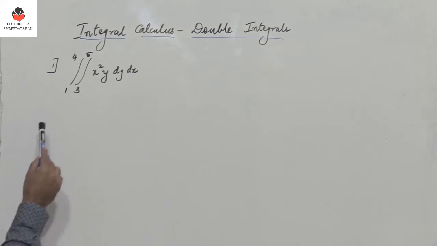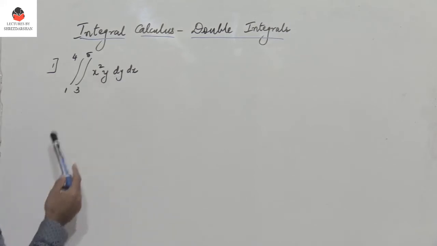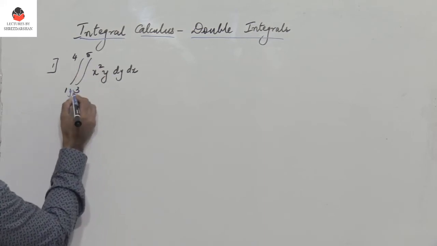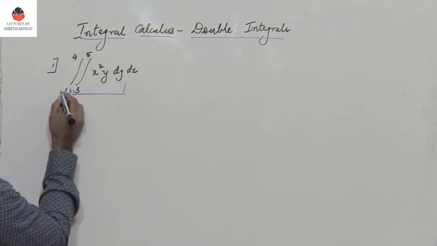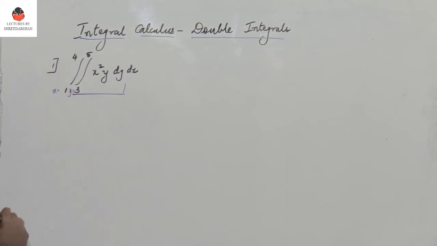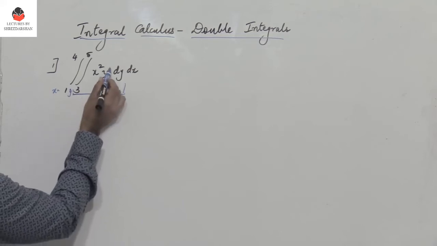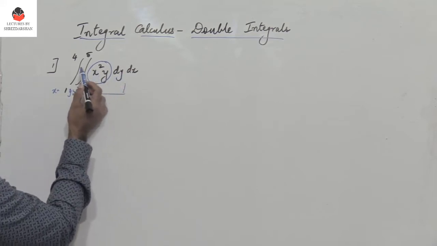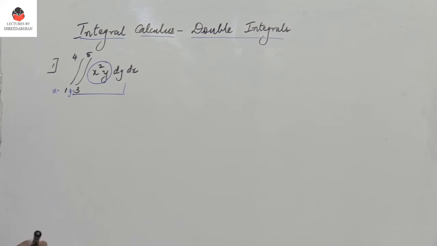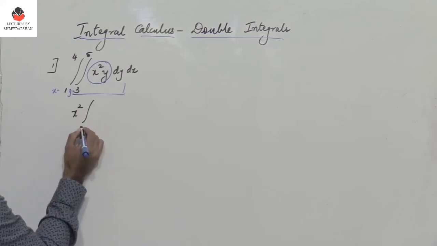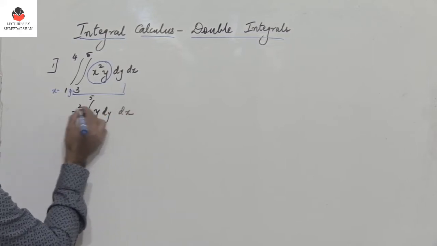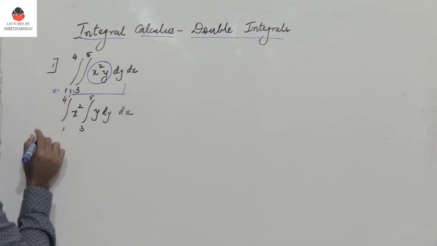So you have double integral x square y dy dx. So definitely this happens to be y varying from 3 to 5, which corresponds to dy, and x varying from 1 to 4. Let me first integrate x square y with respect to y. So when I integrate x square y with respect to y, treating x square as a constant, we have x square integral 3 to 5 y dy, and then you have dx integral 1 to 4.